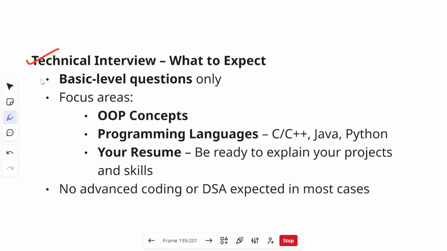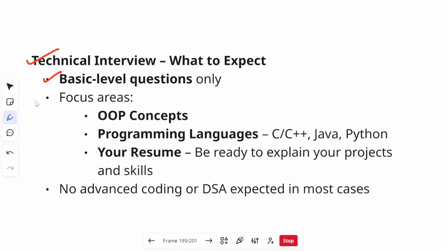Talking about the technical interview, what you can expect. See, Wipro's interviews are basic level only. There will not be any kind of coding that they make you do. Very rare chances, if the interviewer is the kind of person who wants to assess you on a strict basis, then they can ask you one or two basic code level questions. But I would say 95% of the chance they will not even ask you to write any code, or even ask you to share your screen.